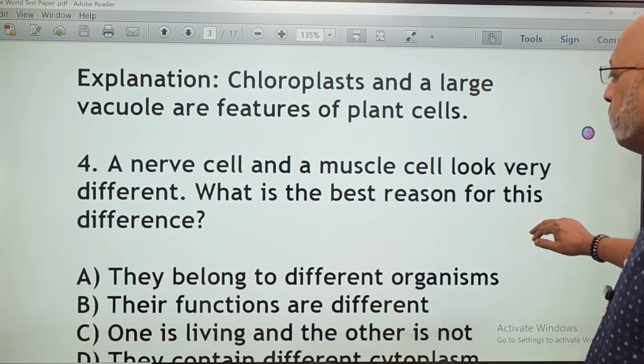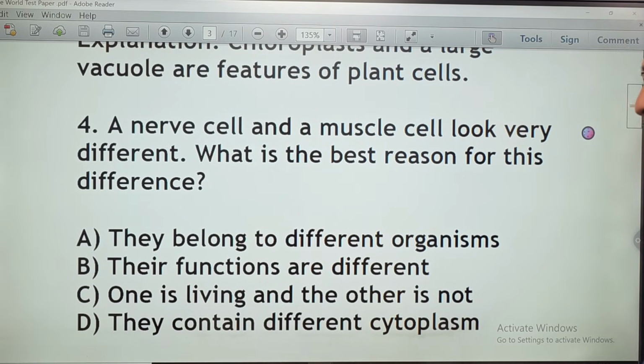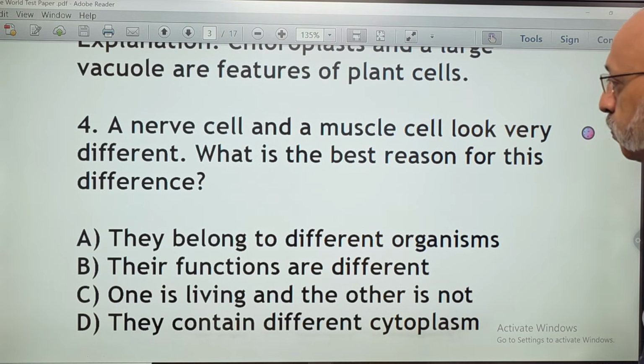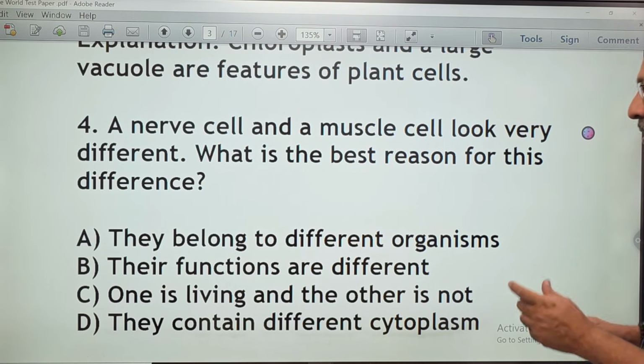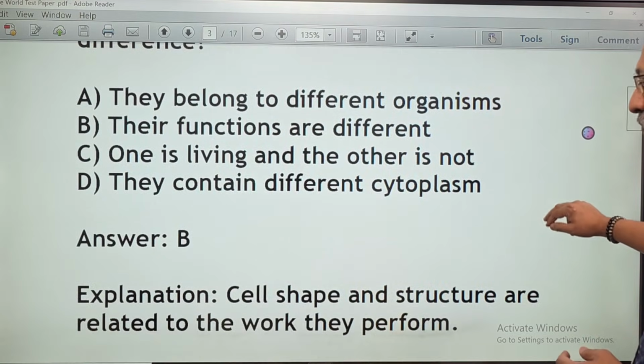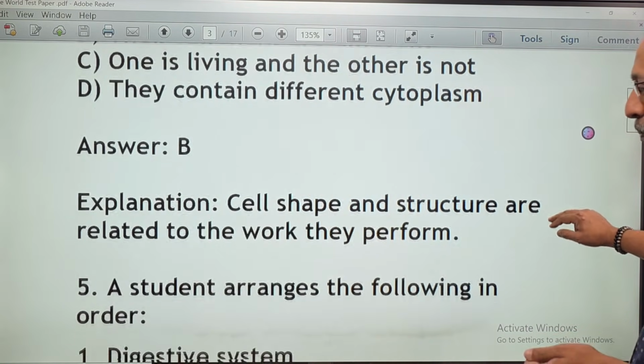A nerve cell and a muscle cell look very different. What is the best reason for this difference? They belong to different organisms. Their functions are different. One is living and the other is not. They contain different cytoplasm. What is really the reason why they look very different? The answer is their functions are different. The cell shape and structure are related to the work that they perform.